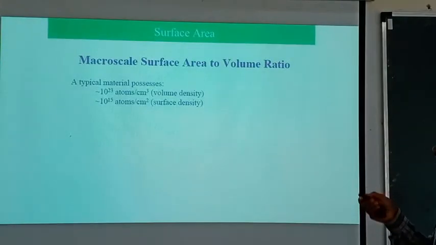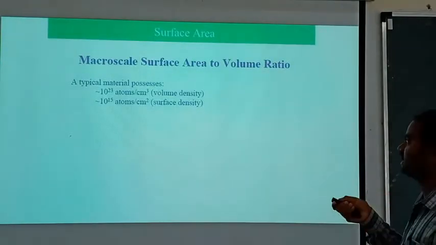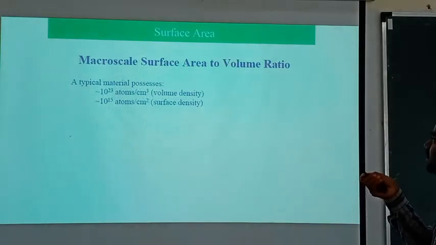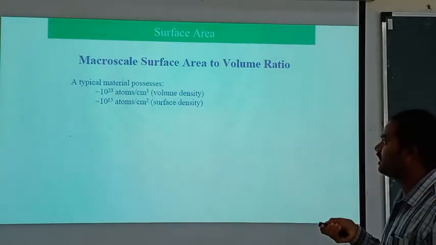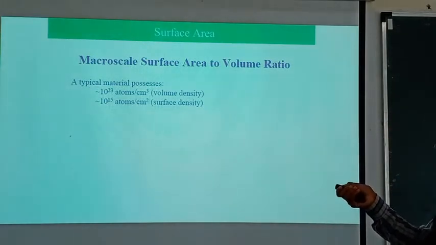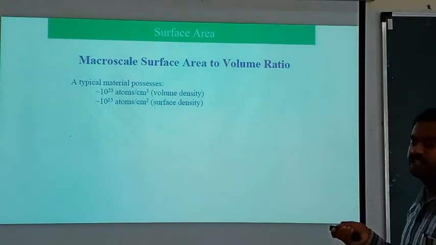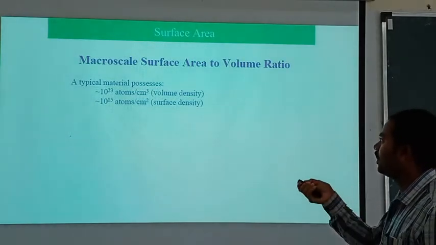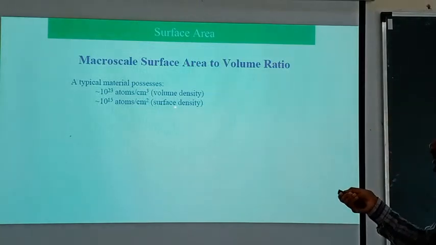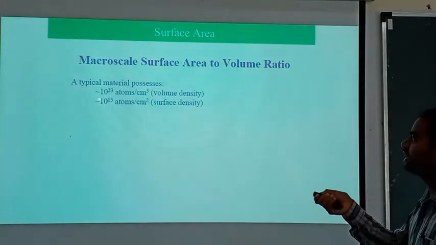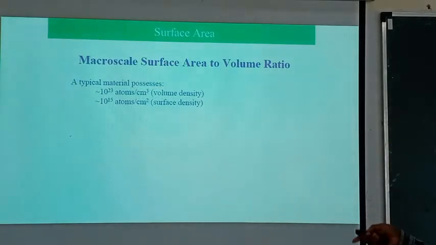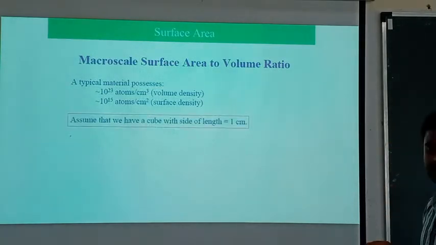Now consider the micrometric scale and nanometer scale. What happens with surface area? Consider the microscale surface area to volume ratio. In a typical example, the volume density is 10²³ atoms per cubic centimeter. The total number of surface atoms we can call the surface density, which is 10¹⁵ atoms per centimeter square available on the surface, and others are in the bulk.